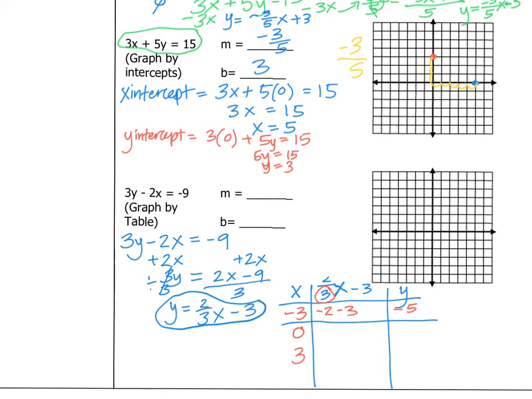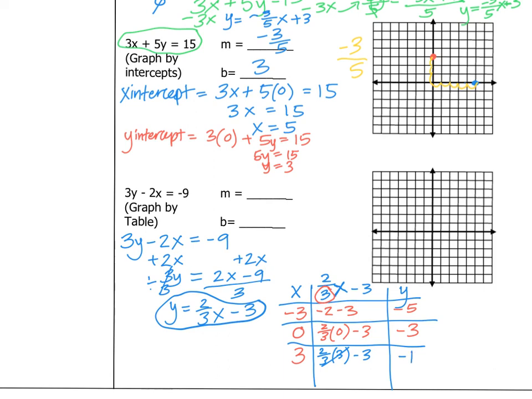Okay, so now let's go ahead and insert 0. 2/3 times 0 minus 3, that's going to give you 0, so now our y, our output, is negative 3. And then lastly, we are going to insert 3. 2/3 times 3 minus 3, the dividing by 3 and multiplying by 3 is going to cancel out, so we have 2 minus 3, that gives me negative 1.